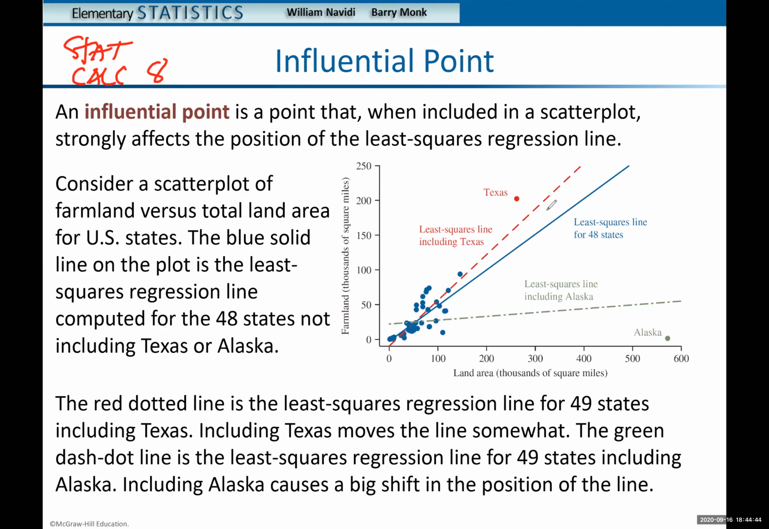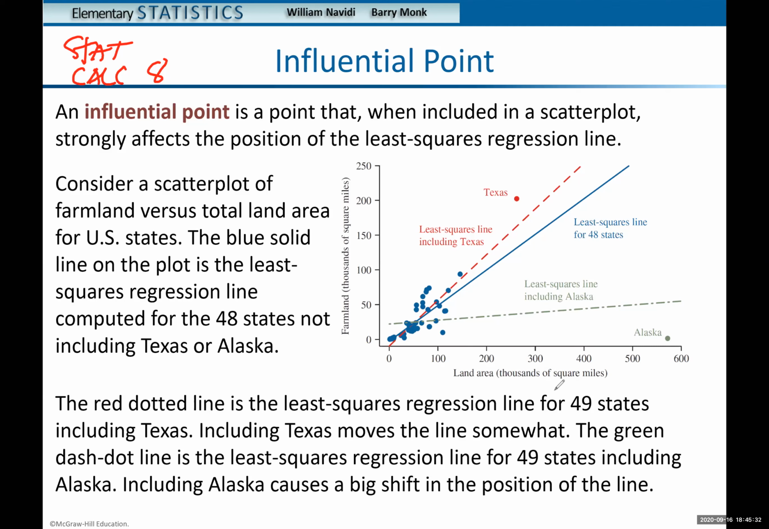So consider the scatter plot of farmland versus total land area for US states. The blue solid line on the plot is the least squares regression line computed for the 48 states, not including Texas or Alaska. So if you include Texas, that's 49 states. Imagine without this blue line and including Texas, so that's now 49. Including Texas moves the line somewhat. So you will see that dotted line, the red one.